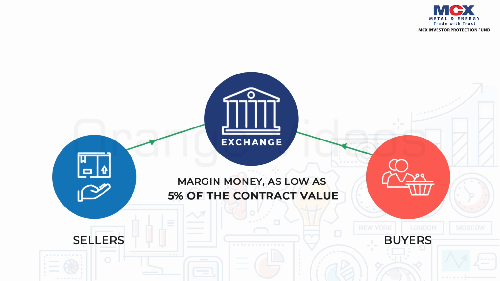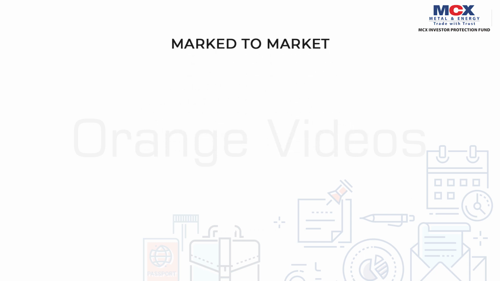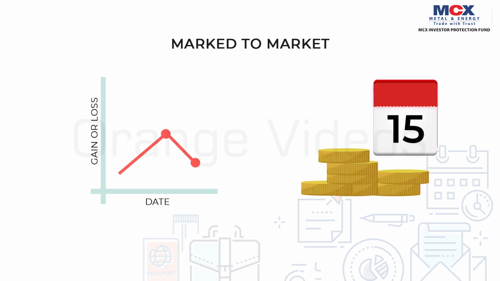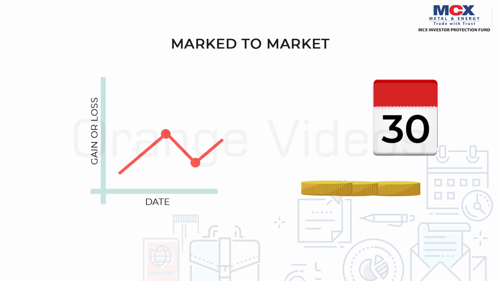The money is blocked in your account and the amount is marked to market at the end of each day. Mark to market means the value of the contract at the closing price of the futures contract of that day. It is an arrangement where the profit and losses of a futures contract are settled each day.